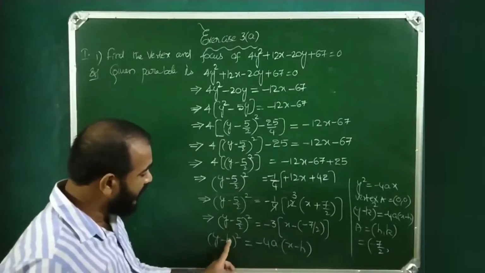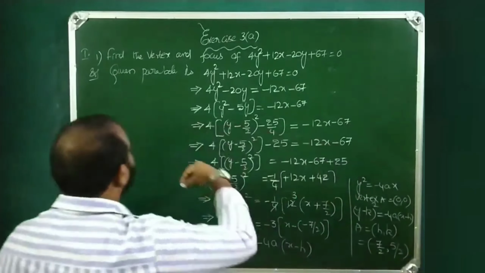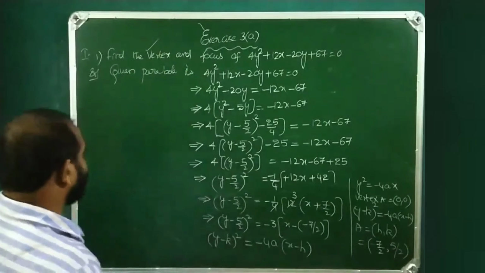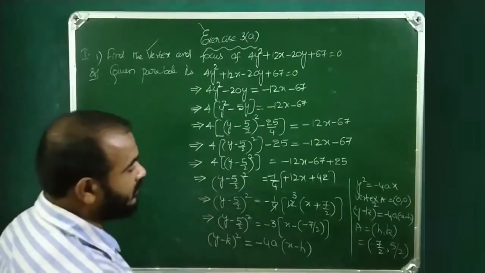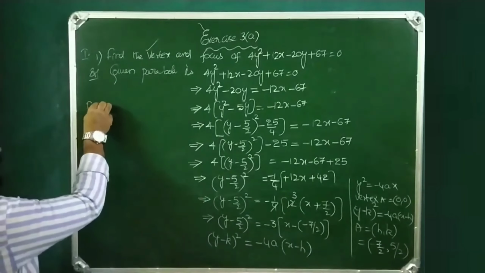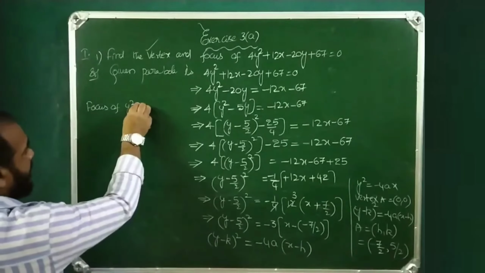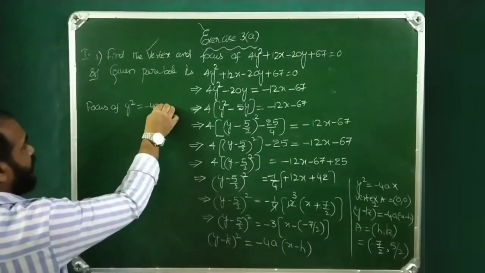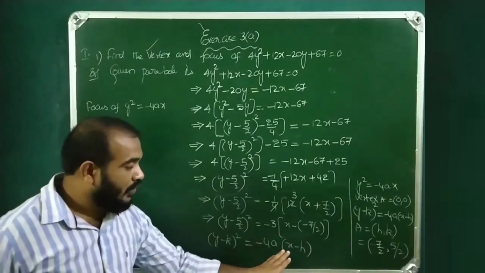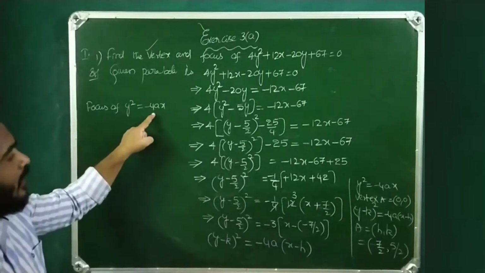Minus minus, so k is equal to 5 by 2. So this is what we have to find. And not only that, focus. The focus of this y square equals to minus 4ax, because this (y minus k) whole square equals to minus 4a into (x minus h) could be compared with y square equals to minus 4ax.